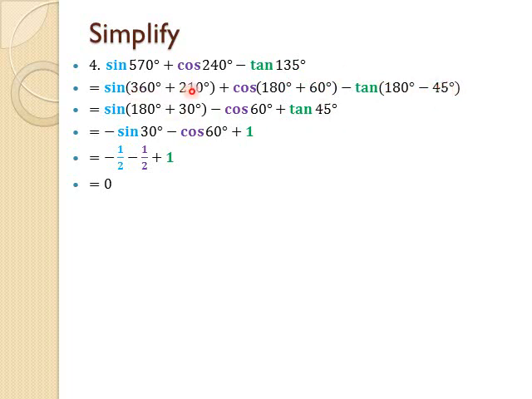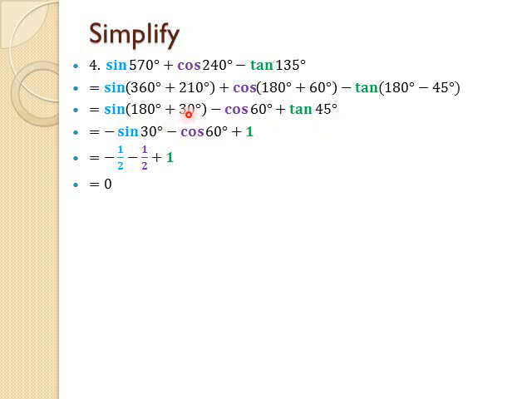Right, so there I'm left with sine 210. 210 can be written as 180 plus 30. There cos 180 plus 60 falls in the third quadrant. Third quadrant cos is negative, so it becomes negative cos 60. 180 minus 45 falls in the second quadrant. Tan is negative there, but that negative times this negative will give me positive tan 45.